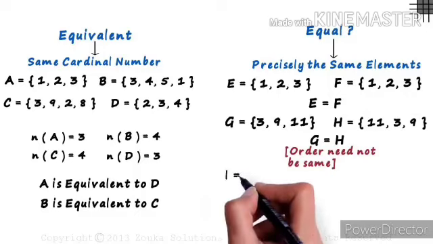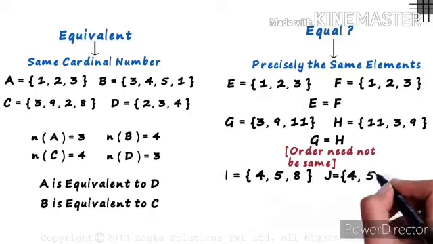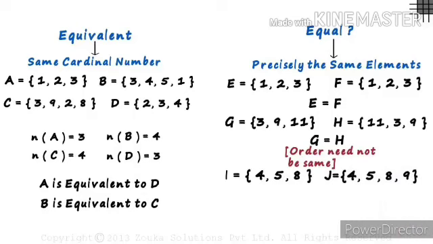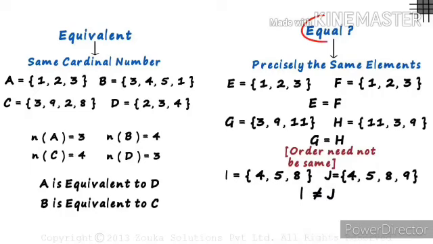Now look at these two sets. Set I consists of 4, 5 and 8, and set J consists of 4, 5, 8 and 9. If you observe, you can see that both the sets have 4, 5 and 8 as their elements. But J also has 9, which set I does not have, which means the set I is not equal to J. For the sets to be equal, their cardinal numbers also have to be the same. In this case, n of I is not equal to n of J, which means the sets are unequal. When I say precisely, this is what I meant: same elements and same number of elements.